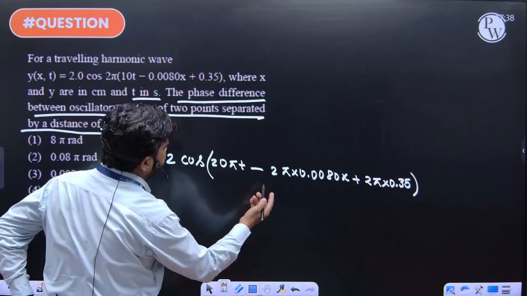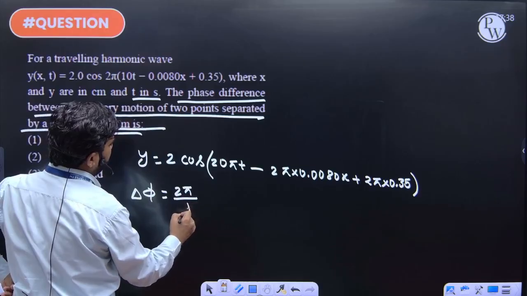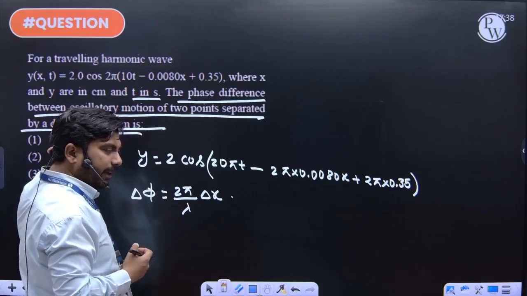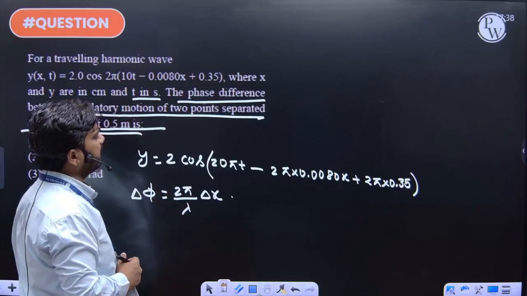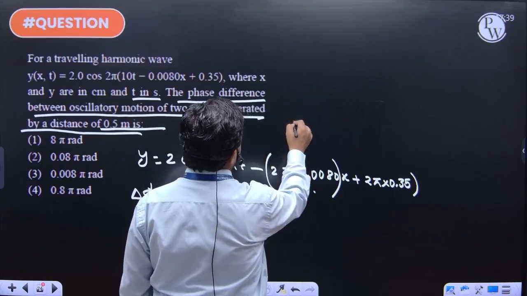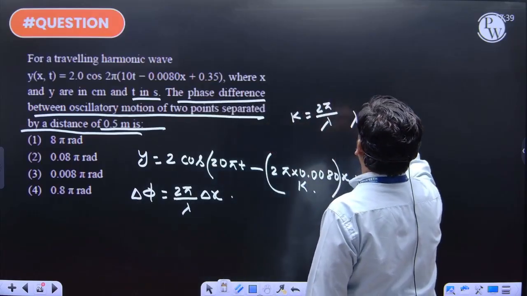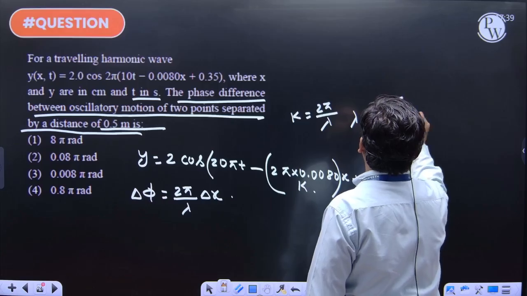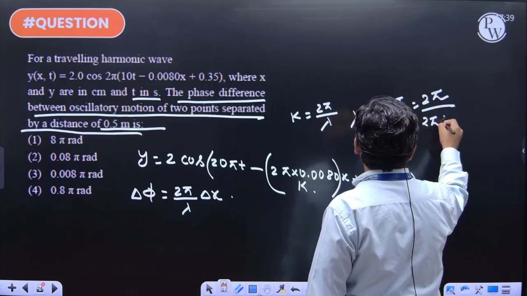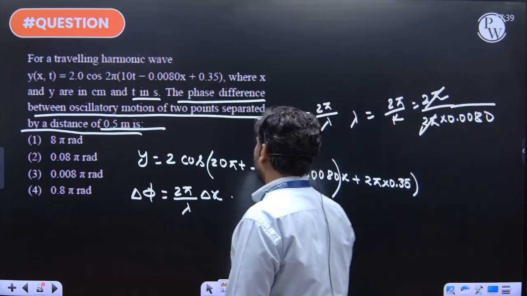See, the phase difference relation you already know. We have already done it: Δφ = 2π by λ into Δx. Δx is already given. Somehow if you are able to find this λ, your work is done. And where will you get λ from? This is your k. Remember, k is equal to 2π by λ. So λ is equal to 2π by k. So put that value: 2π divided by k is 2π into 0.0080. 2π cancels.